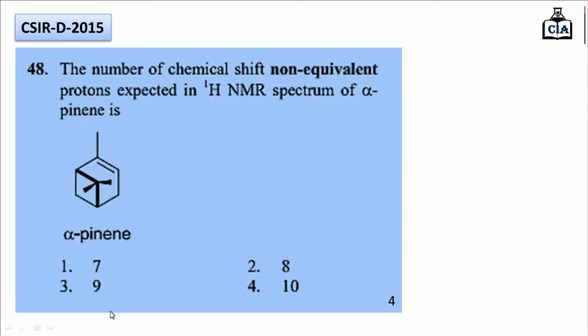Next question from the CSIR December 2015. In this question we have to find out the total number of proton NMR signals in alpha pinene.